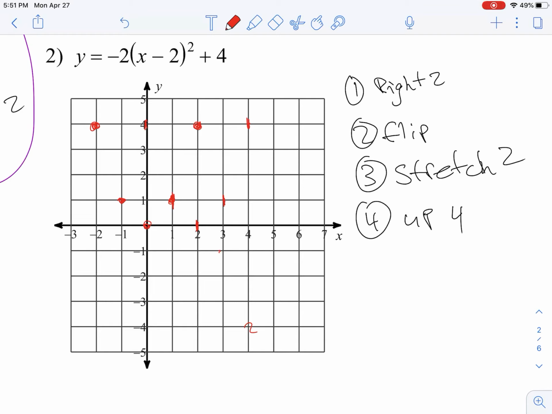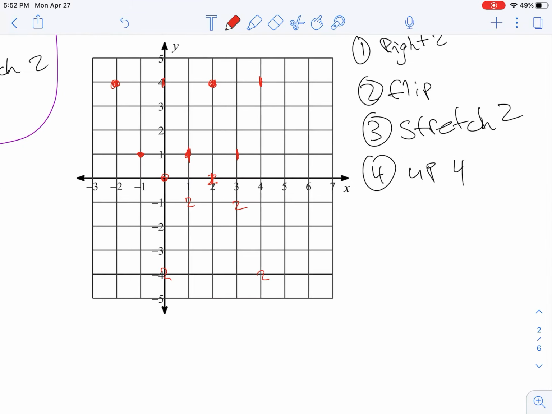1, 1. This is still in the same spot, so I'm putting a 2 over it. Flip, and all the way down there, flip. So now my 1s are moving right, my 2s are flipped, my 3s are going to be stretching by 2. So I'm going to take my y value, 4, and multiply that. That's going to be all the way down at negative 8. So at negative 8, I'm going to have, actually I don't like that. I'm just going to put a 3 here. Also a 3 down here.